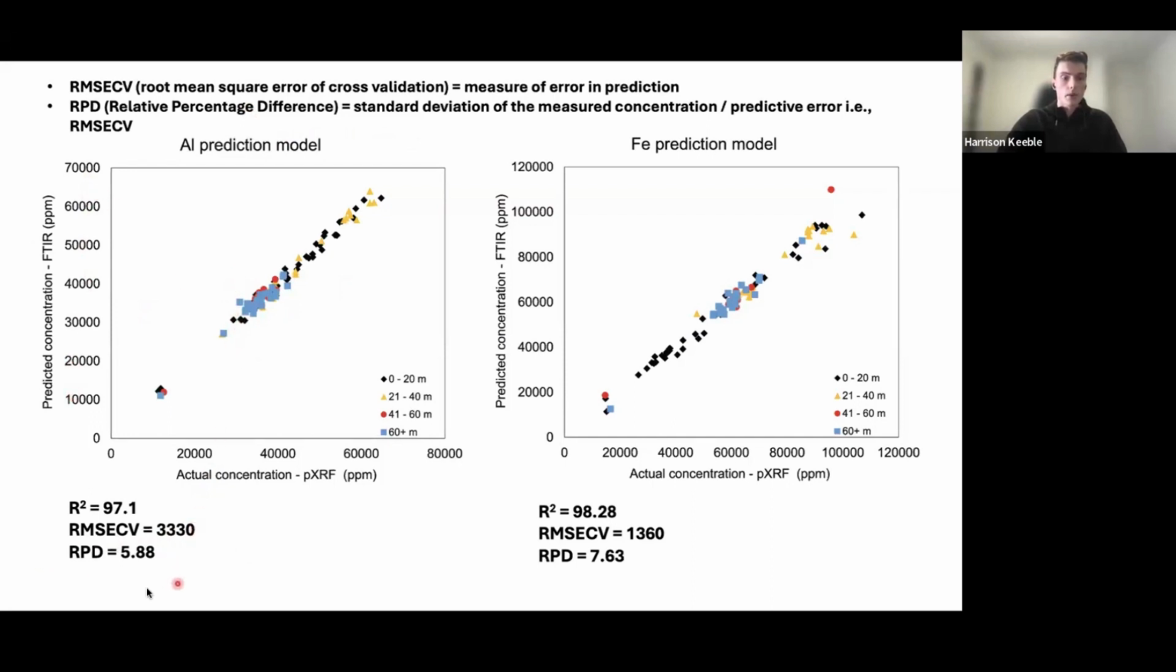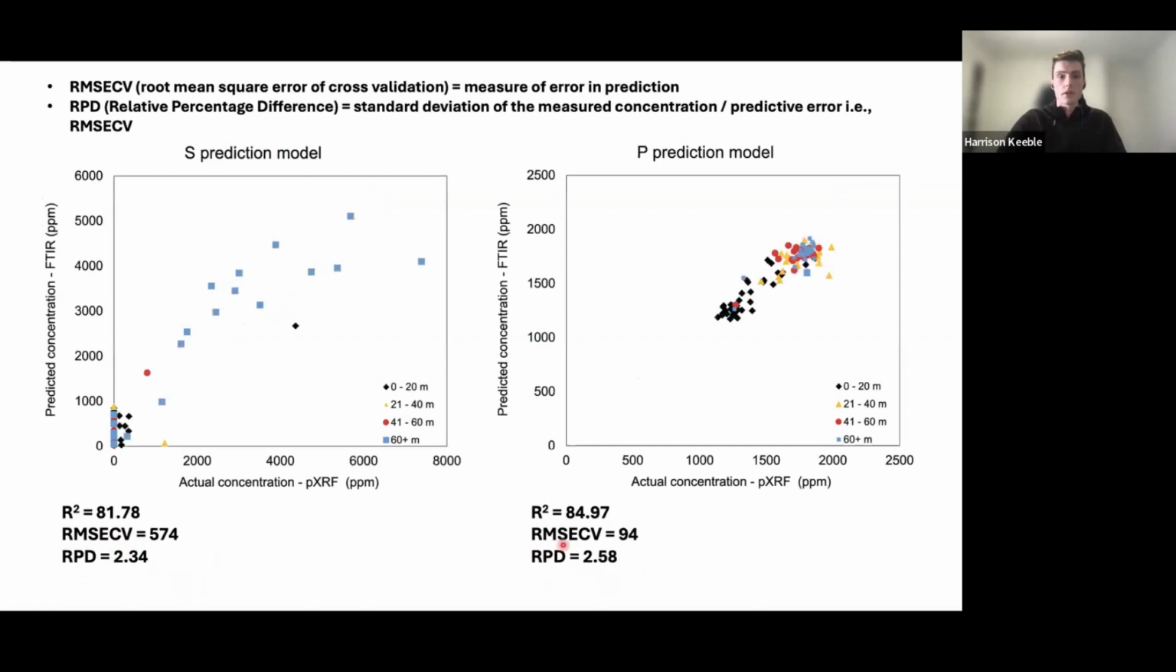And probably the more important or easy to understand one would be the relative percentage difference, or RPD, which is calculated by taking the standard deviation of the measured concentration and dividing it by the prediction error, or the RMSE-CV values. And this is looking at standard deviations away from the mean. So the higher the value, the better the prediction of the model. Typically, 2 is very good results. So you can see these being close to 6 and about 7.5. They're pretty exceptional models.